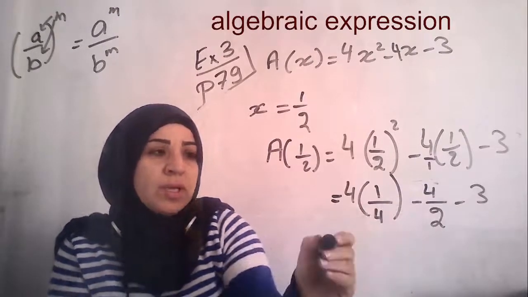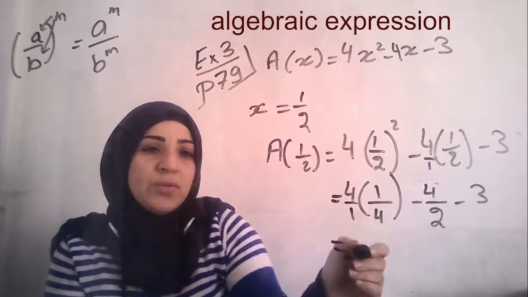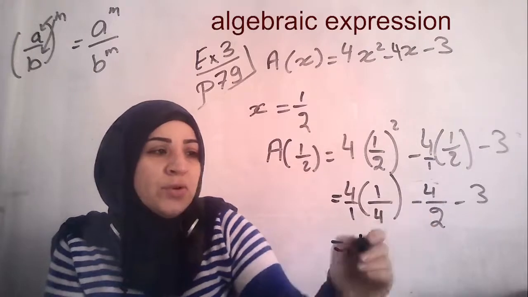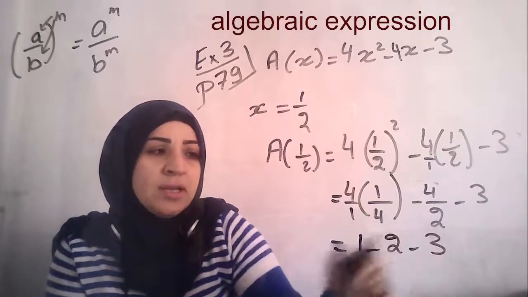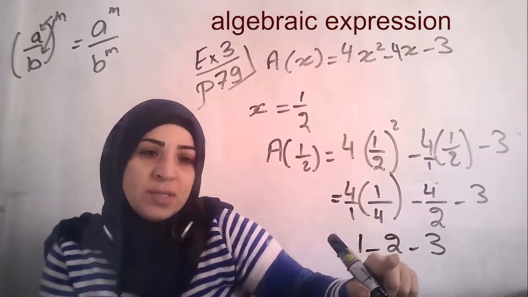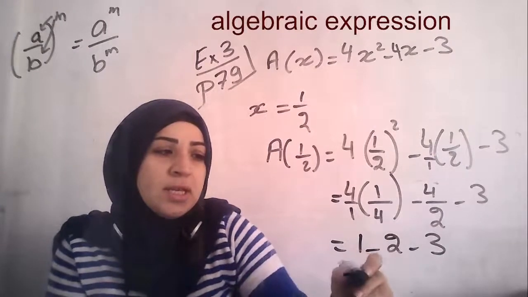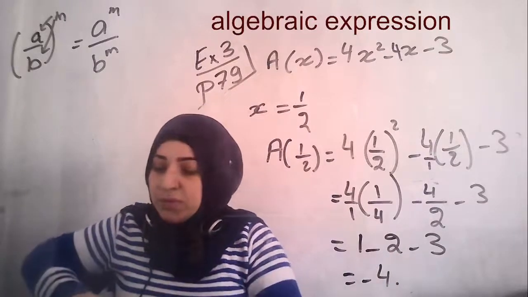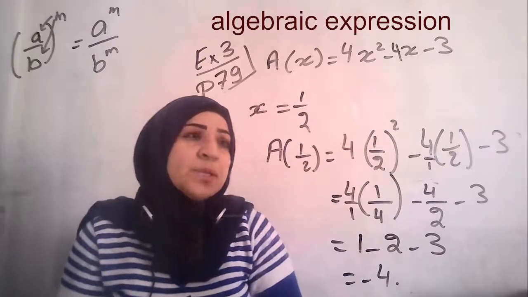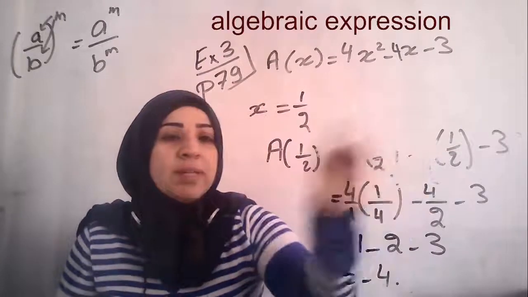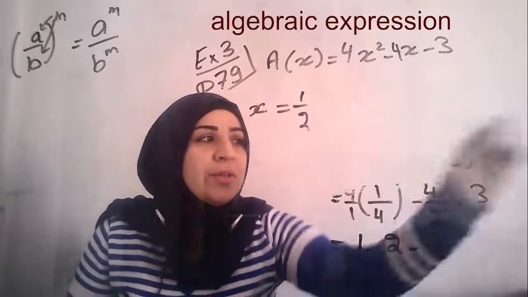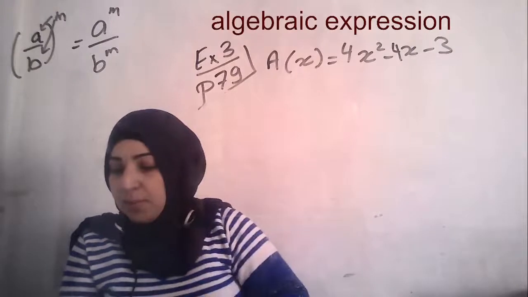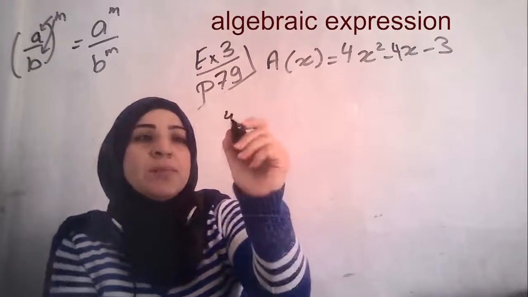So what to do here? 4 over 1 times 1 over 4, it's 4 over 4, which is 1, minus 4 over 2, 2, minus 3. Now, 1 minus 2 is minus 1. Minus 1 minus 3 is minus 4. This is the answer. Now, let's move to the other part. The last part here, they told me to find the numerical value of A if x equal how much? Minus 1 over 2. Okay, this is part 4.